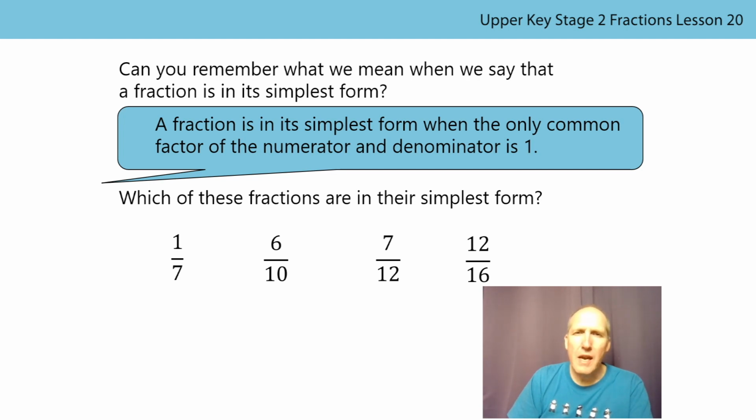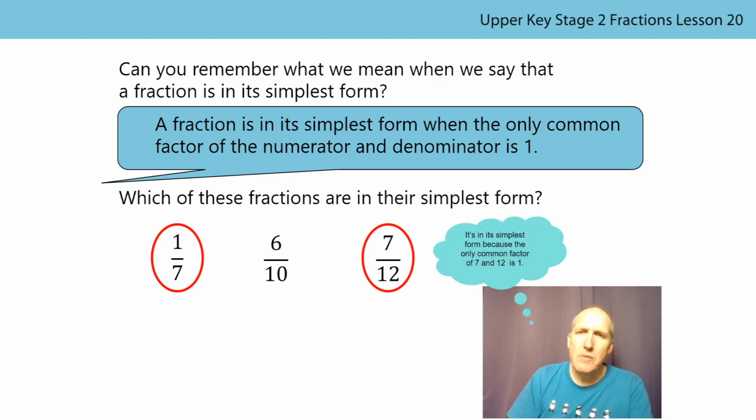What did you decide? Did you say that 1/7 is in its simplest form? That's right, because 1/7 is a unit fraction, so it must already be in its simplest form. Did you say 7/12 is in its simplest form? 7 and 12 don't have any common factors, so 7/12 is already in its simplest form.